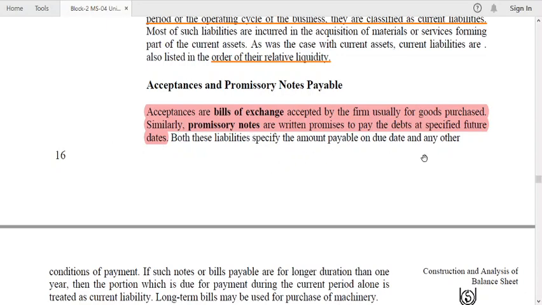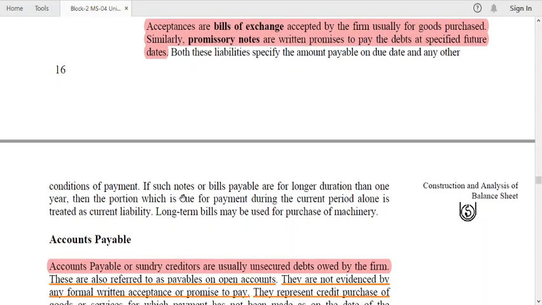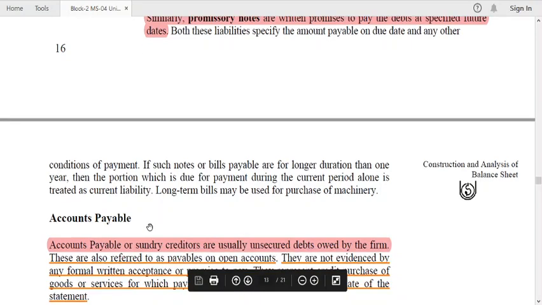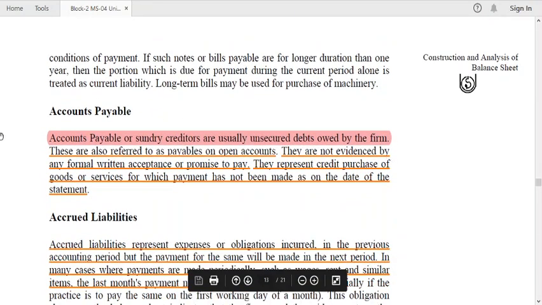Promissory notes are written, legal documents. If such notes or bills are for a longer duration than 1 year, then the portion which is due for payment during the current period alone is treated as current liability. Right, understandable. Accounts payable. Accounts payable are sundry creditors, the amount which has to be paid to outsiders, and are usually unsecured debts. There is no guarantee for those debts. These are also referred to as payables on open accounts. They are not evidenced or guaranteed by any formal written acceptance like a promissory note.